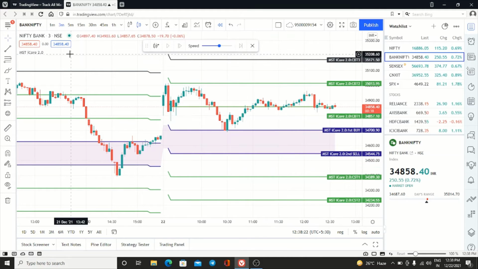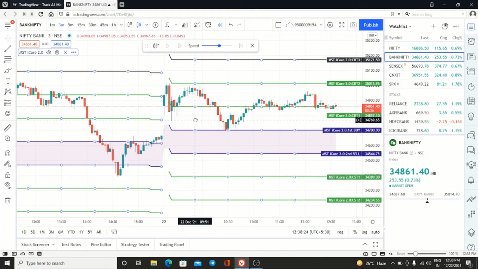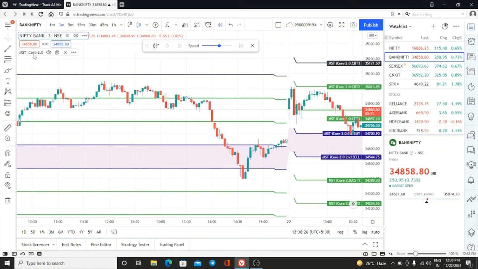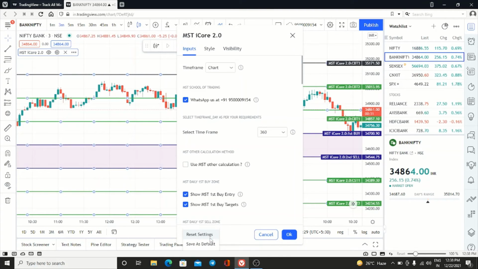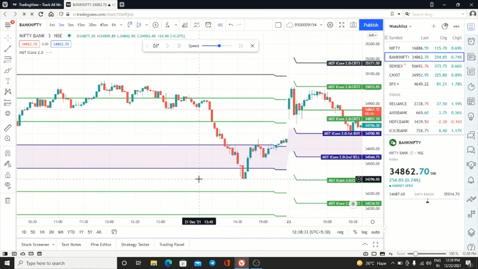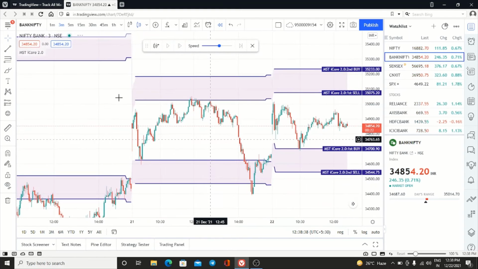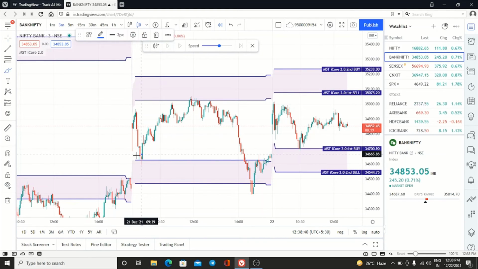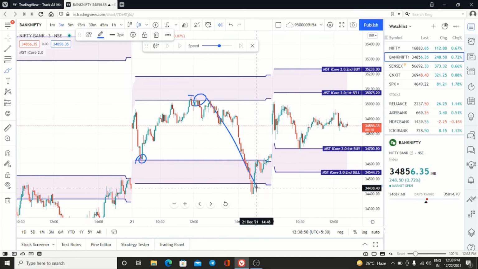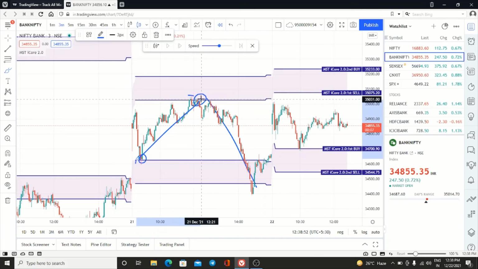Don't forget. So I will show you yesterday's performance also. Yesterday what happened, I show you. I will keep the default time frame; for Bank Nifty we are keeping 360. Yesterday the first buy got activated and then we got all targets in the buy. Again the sell got activated, and again we got all targets in the sell also. So from here to here and from here to here we got the targets.